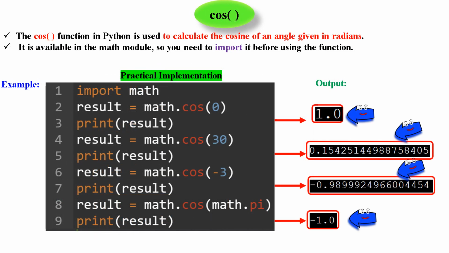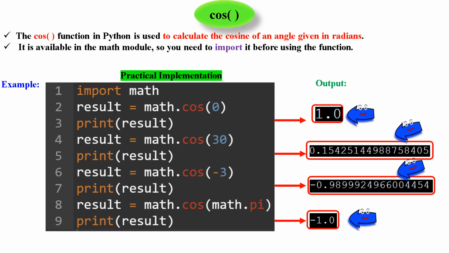The cos function in Python is used to calculate the cosine of an angle given in radians. It is available in the math module, so you need to import it before using the function. Let's see some examples. In this code, we calculate the cosine of different angles using the math.cos function and print the results. In line 2 and 3, we calculate the cosine of 0 radians, or 0 degrees, using math.cos of 0. The result will be 1.0, as the cosine of 0 degrees is 1.